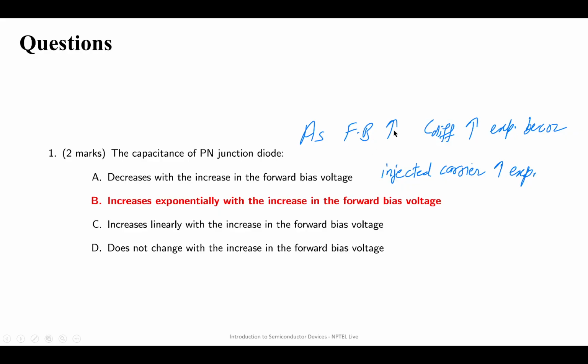So as forward bias voltage increases, your diffusion capacitance increases exponentially, because injected carriers will increase exponentially. So your charge will increase exponentially.